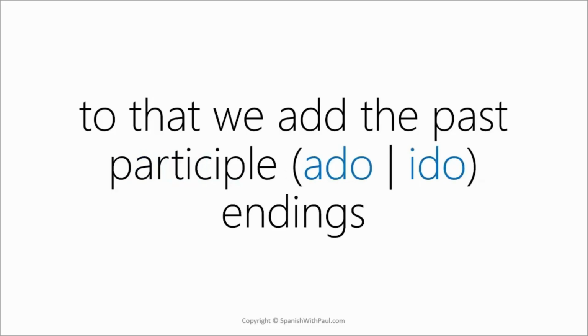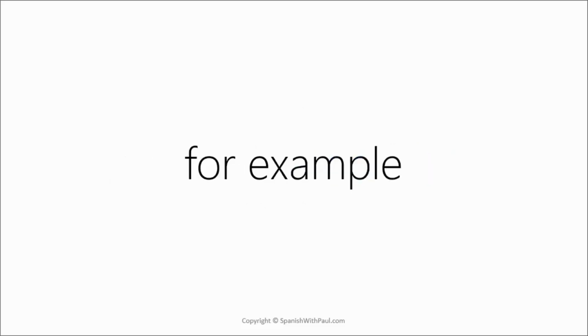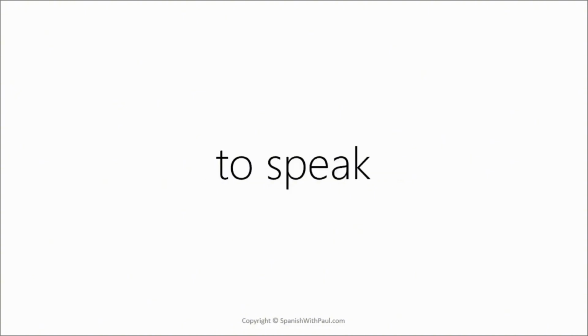Now, the other thing we need to do, I suppose step 2, is to add the ado or ido sound. So this is known as the past participle of the verb. This is going to make a lot more sense now as we go through some examples. Let's start from 0 and just take the verb to speak, which is hablar. So here we have the infinitive, the full verb.